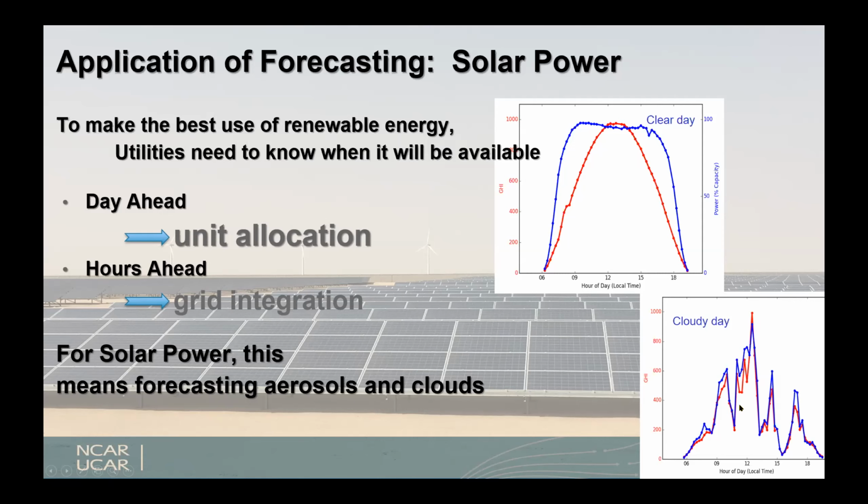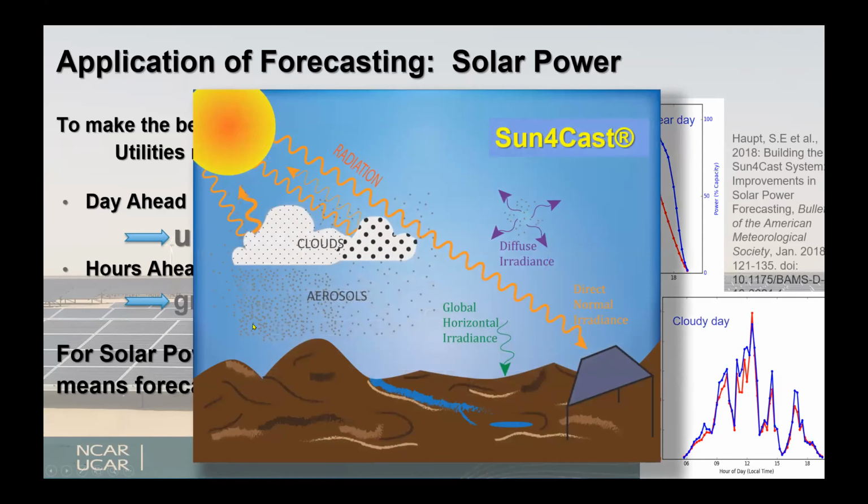So if they need to be able to use this most efficiently, on a day-ahead basis, they allocate their units and plan what they're going to be running. Hours ahead, they need to integrate into the grid in real time. So they need the situational awareness as well as a day-ahead forecast. So that means we need to optimize forecasting for aerosols and clouds. You know, clouds are very hard to predict in some cases.